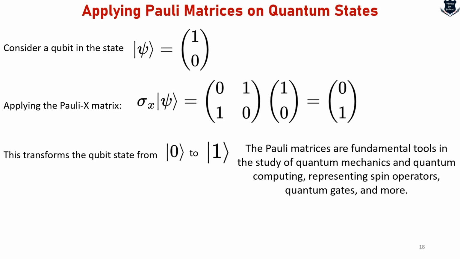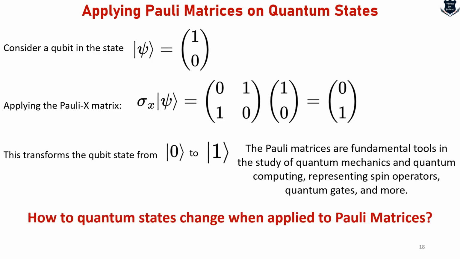So from here we can say that Pauli matrices are fundamental in quantum mechanics and quantum computing, and they represent spin operators, quantum gates, and so on. You see how we applied the Pauli X matrix very simply, and it changes the qubit state from 0 to 1. Now, how do quantum states change when applied to Pauli matrices?